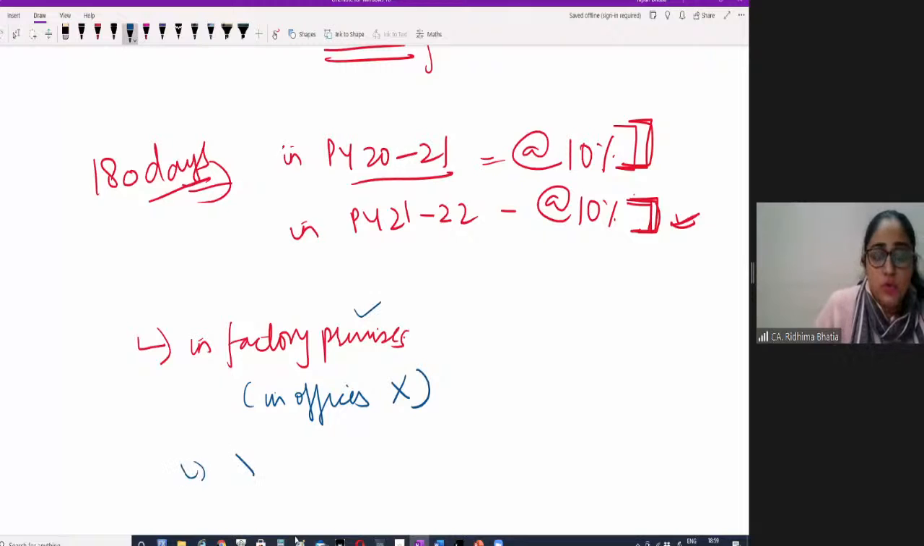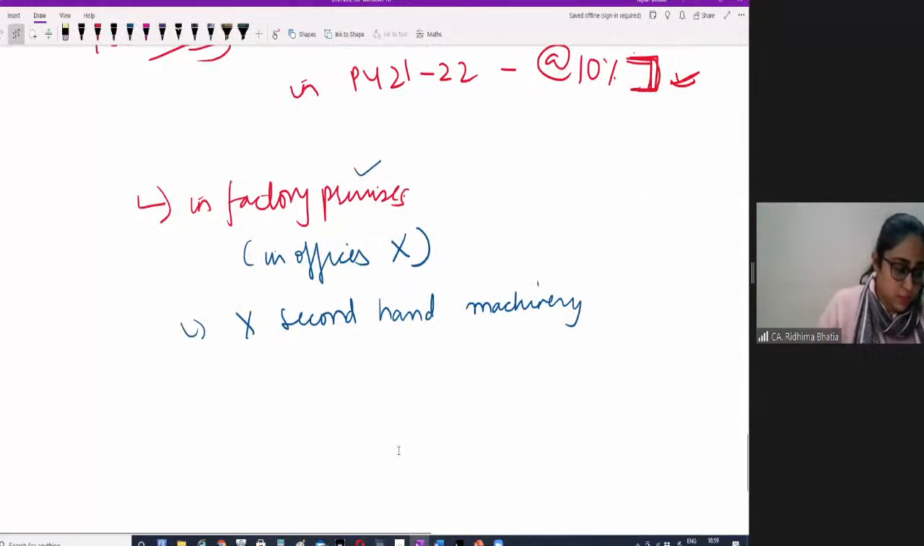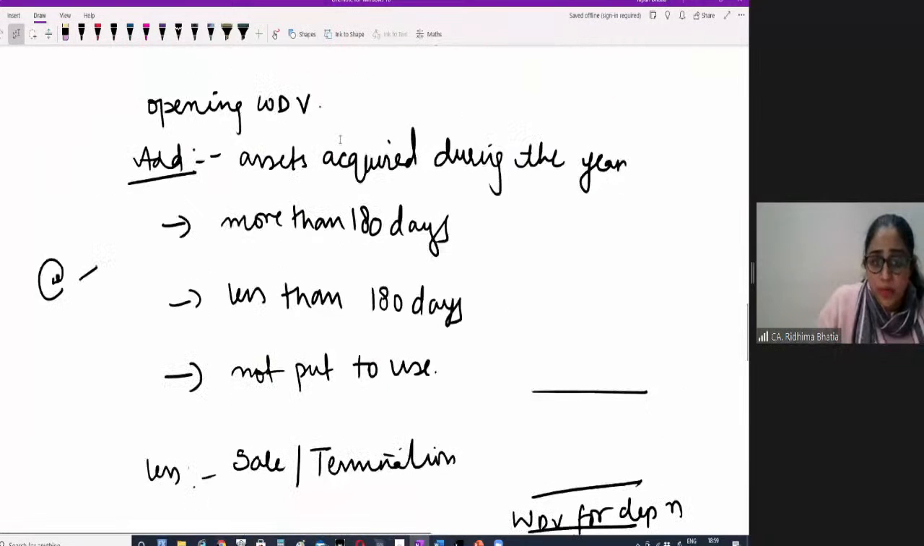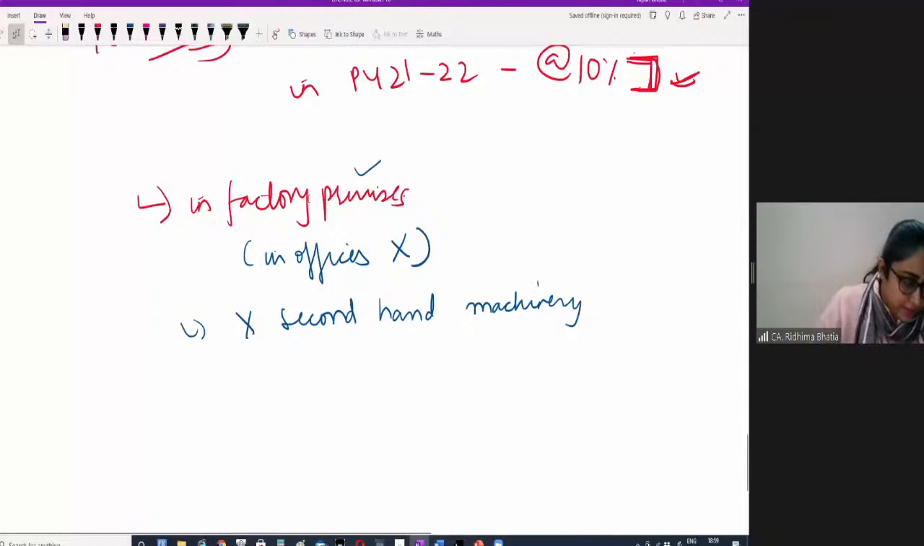Secondly, no second-hand machinery, whether used in or outside India. It should not be a second-hand machinery to take additional depreciation. Definitely on other normal depreciation would be allowed, but this is only for additional depreciation.